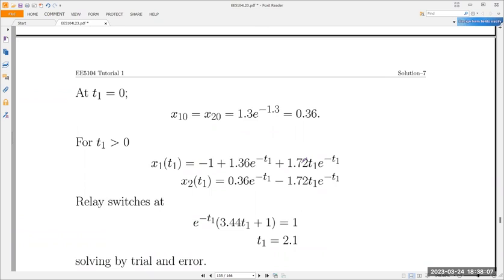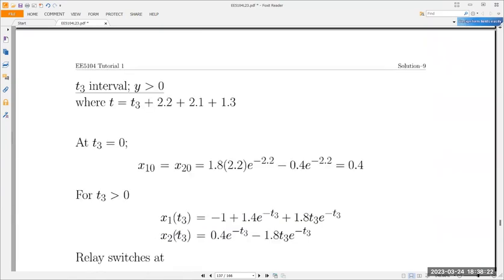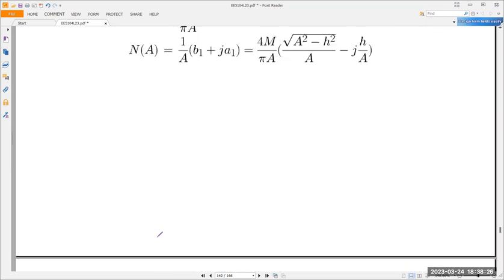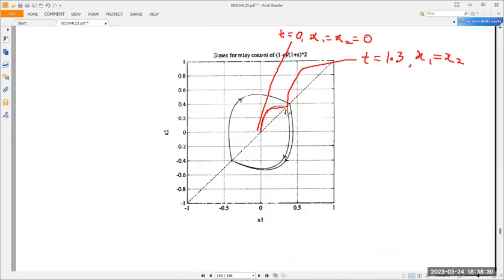So now you draw T1 equals 0. Then what is x1? T1 equals 0.1, what is x2? T1 equals 0.2, what is x2? T1 equals 0.3, what is x2? So then you go and draw. If you draw, you'll find that you will get this curve here. When you reach here, you know that you will switch. And this curve here, just to remind you, the clock for this curve is T1. And when will it switch?